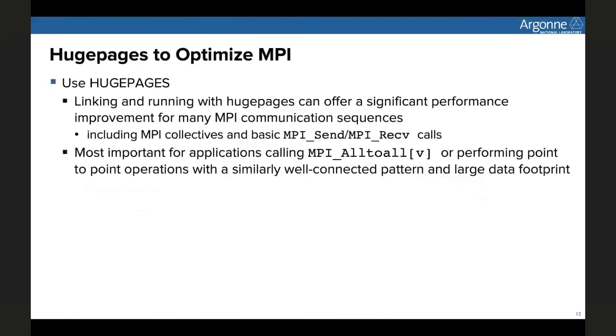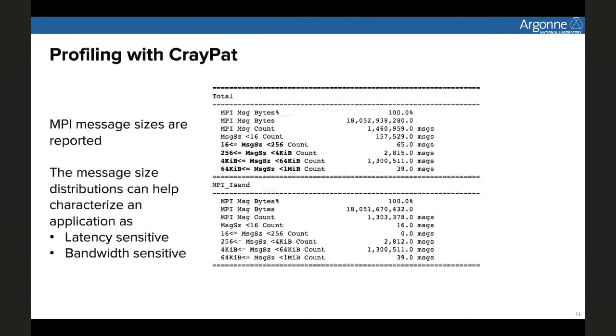Okay, so we talked about non-blocking collectives, topology-aware mapping, rank reordering methods, and how CrayPat could help see whether rank reordering helps or not, as well as what the message distributions are that are used.